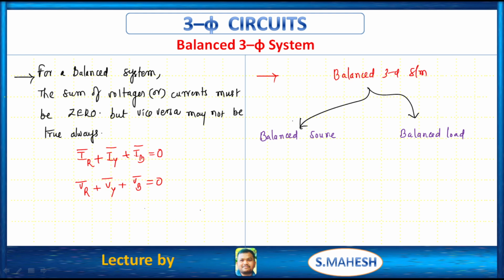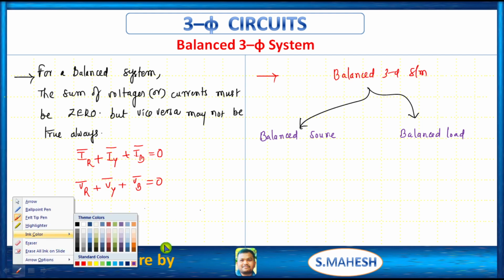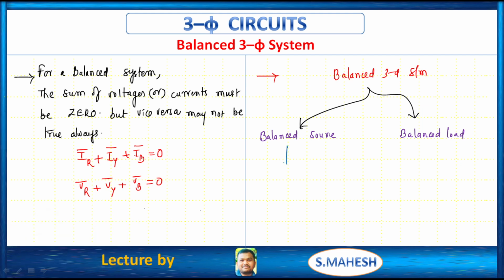Source means we are dealing with voltage only. Three-phase voltages are balanced, which means three-phase voltages, whether they are line or phase, are balanced. But coming to balanced load, which means what? Impedance load, right? The load should be impedance load, whether it is series RL, parallel RL, series RC, parallel RC, maybe resistive load also, that is impedance load.